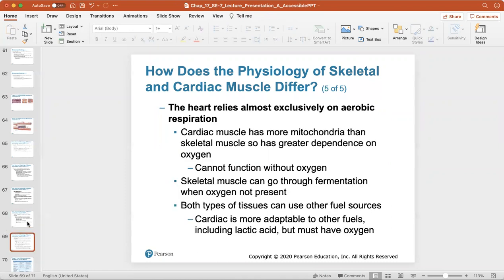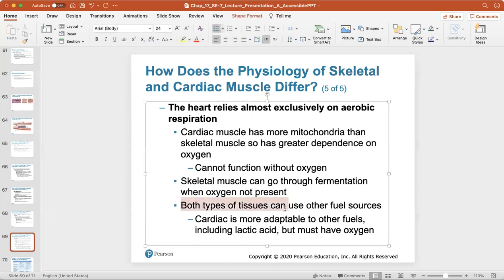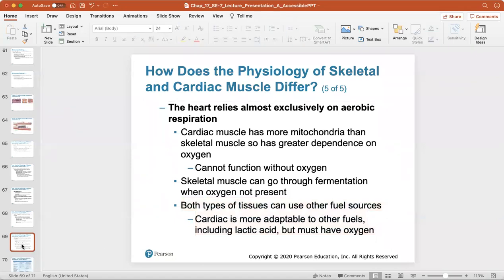The heart relies almost exclusively on aerobic respiration. That means it needs oxygen, so your cardiac muscle has lots of mitochondria. It has a greater dependence on oxygen, so your heart cells cannot function without oxygen. Skeletal muscles, in comparison, can go through fermentation when oxygen isn't present. Both types of tissue can use other fuel sources. Cardiac muscle is much more adaptable to other fuels, including lactic acid, but again, your cardiac muscle tissue needs oxygen.